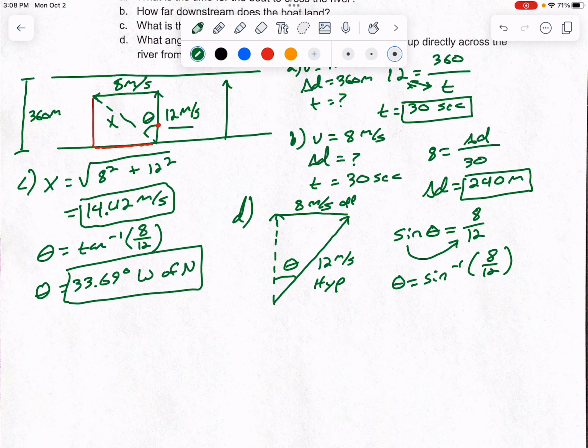So we're going to find the inverse sine of 8 over 12, and we're going to get an angle of 41.81 degrees. And our new direction is it's touching the north line, so that's got to be my last letter, and it's going east of it. So this is going to be east of north. And that'll end that one.